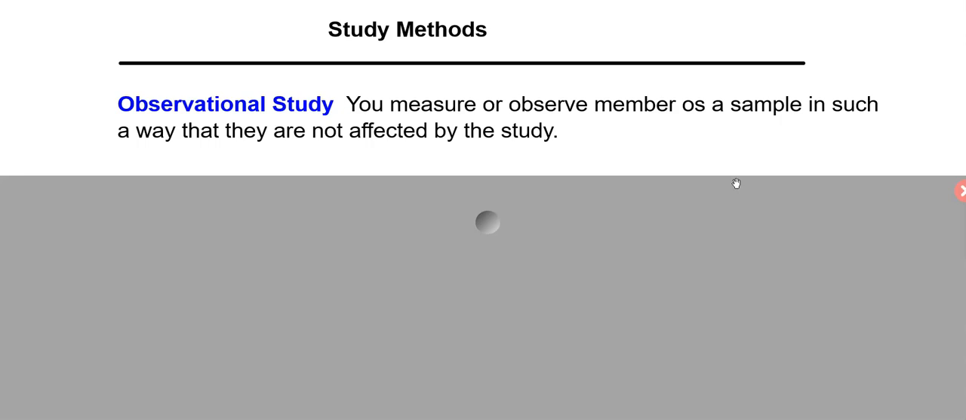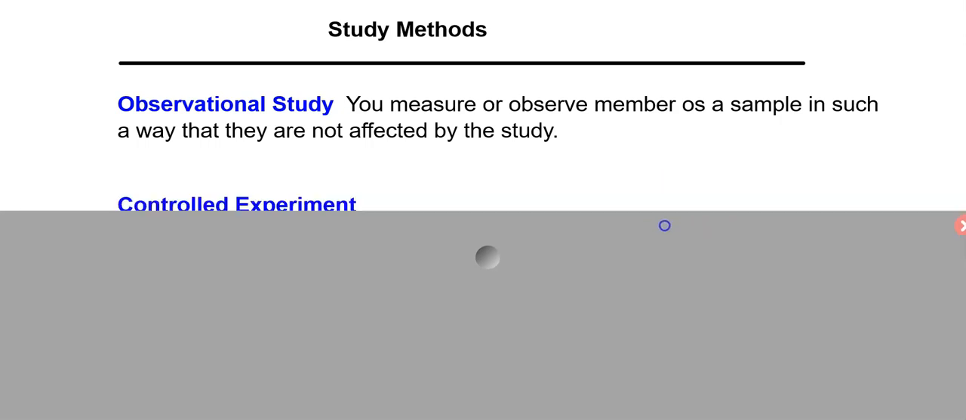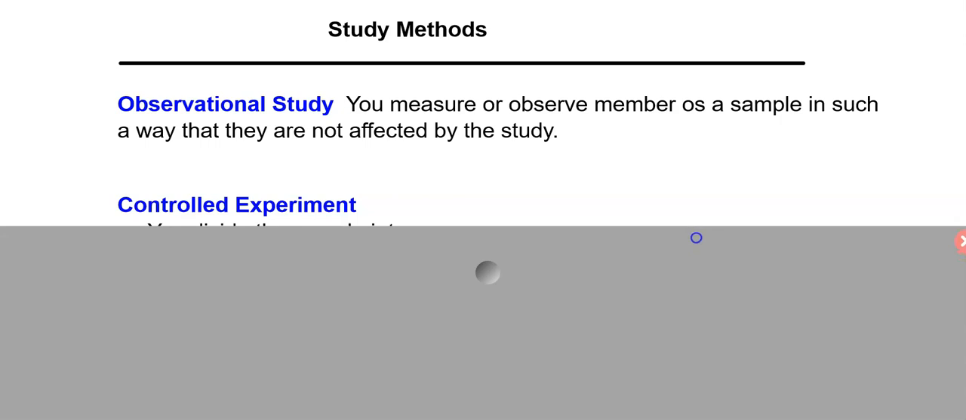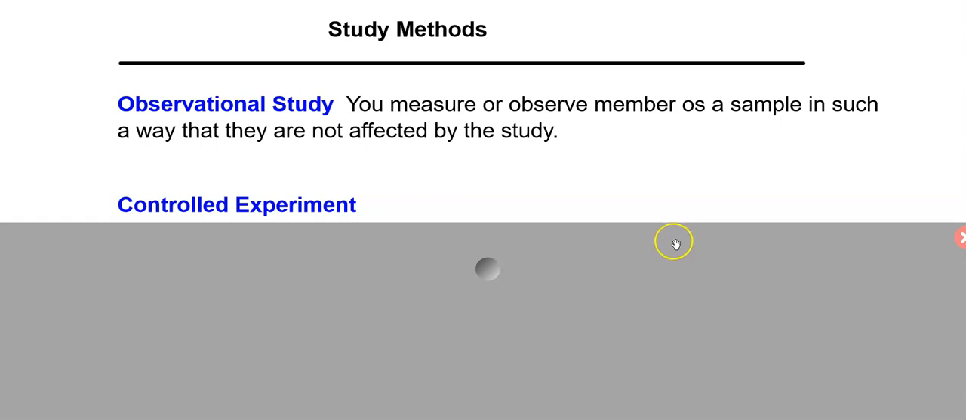You're not affecting anyone in the room. You're not really asking them questions. You're not giving out drugs to cure their illnesses. It's just an observational study, and that's just you observing. Now, a controlled experiment is quite a bit different, and you see a lot of this in psychology, really a lot of different things, certainly medical trials.